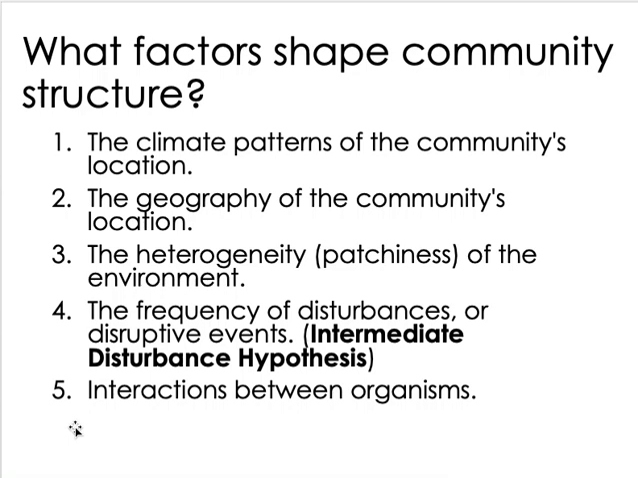Okay? So for number 4, the frequency of the disturbances or disruptive events. Yan yung tinatawag na intermediate disturbance hypothesis. So the frequency of disruptive events like storms, wildfire, landslide, or these natural phenomena can affect the community structure. The intermediate disturbance hypothesis suggests that communities with a medium or intermediate level of disturbance may have greater species diversity than communities with very frequent or rare disturbances.